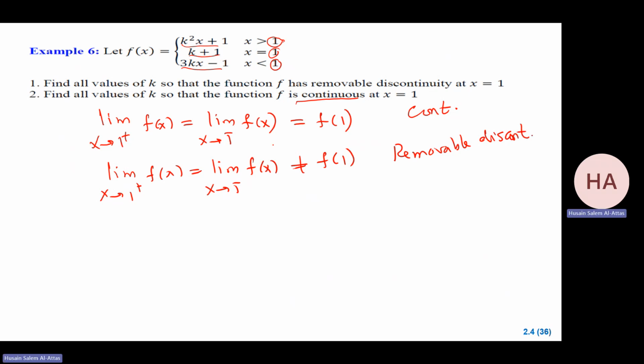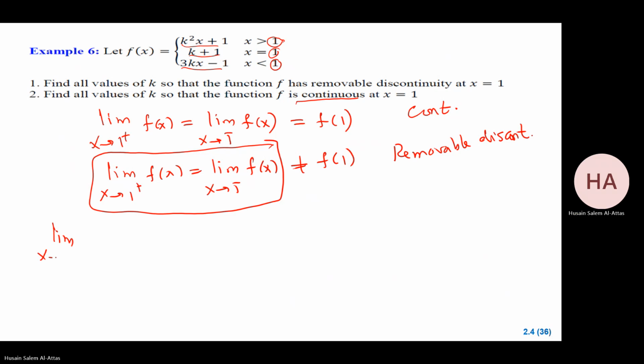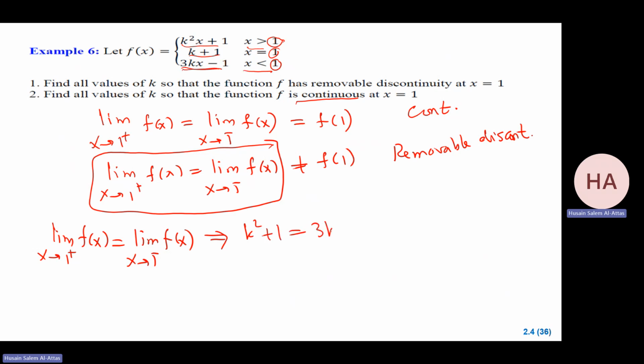So it means I need to check the limit from left and right. Are they equal? Then I need to compare it with f at 1. So the limit from the right should equal the limit from the left. I need this for both cases. That means what? From the right, I will be here, substitute. You have k squared plus 1. From the left, I will be there, substitute. You have 3k minus 1.